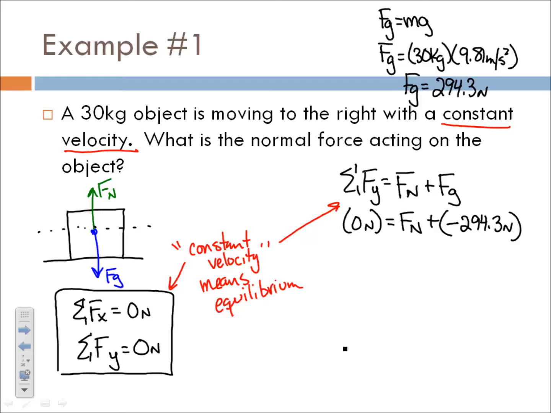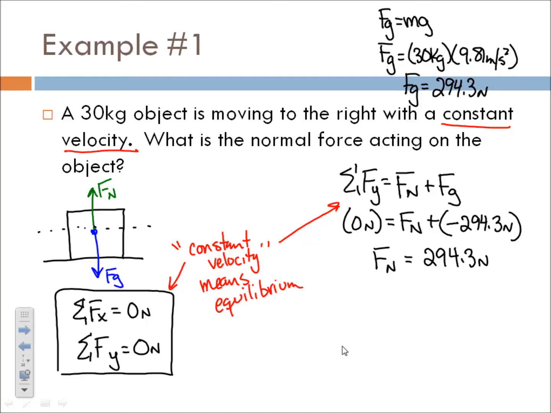So I'm going to use a negative 294.3 newtons when I substitute it into this equation. Well, now I have all the variables. All I have to do is add 294.3 to both sides of the equation, and I should get my normal force to be 294.3 newtons. Well, I know this seems really silly. It's the same number, right? Why is it the same as the force of gravity?